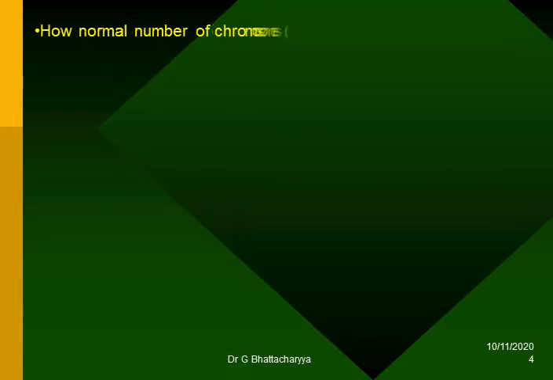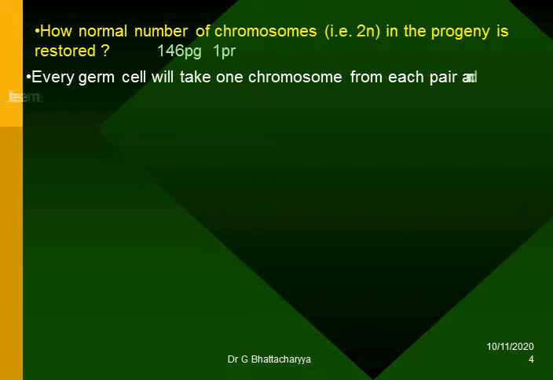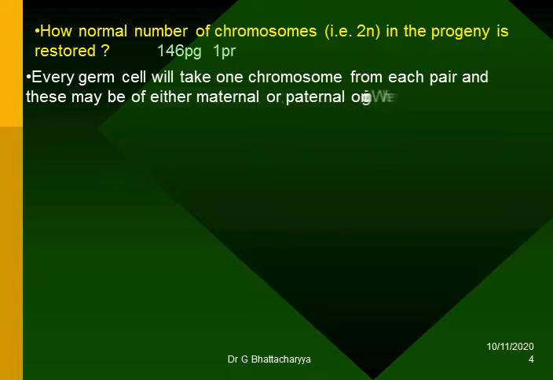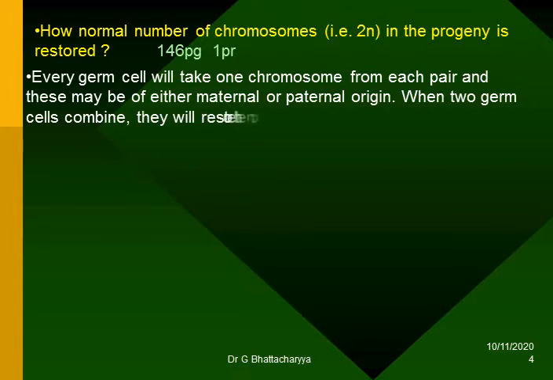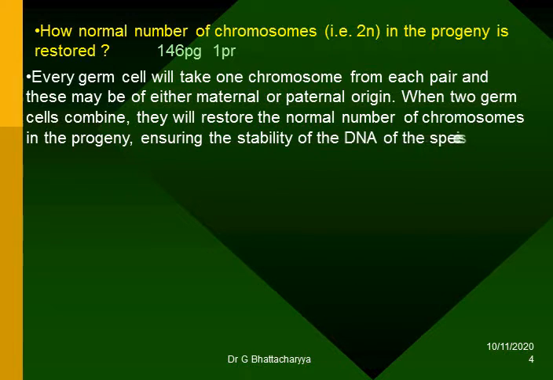How is the normal number of chromosomes, that is 2n, in the progeny restored? Every germ cell will take one chromosome from each pair, and this may be of either maternal or paternal origin. When two germ cells combine, they will restore the normal number of chromosomes in the progeny, ensuring the stability of the DNA of the species.